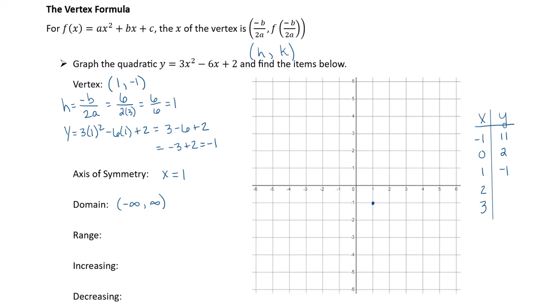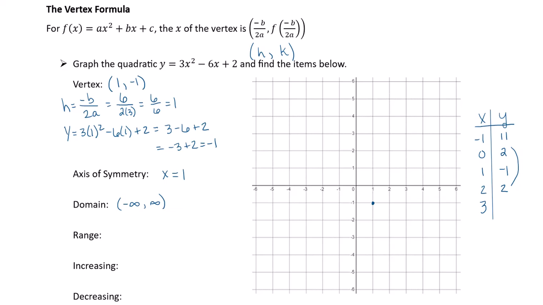2 squared is 4. 3 times 4 is 12 minus 6 times 2 is 12 plus 2. And it looks like that's right. We've got symmetry around that vertex. And for 3, we should be getting 11.